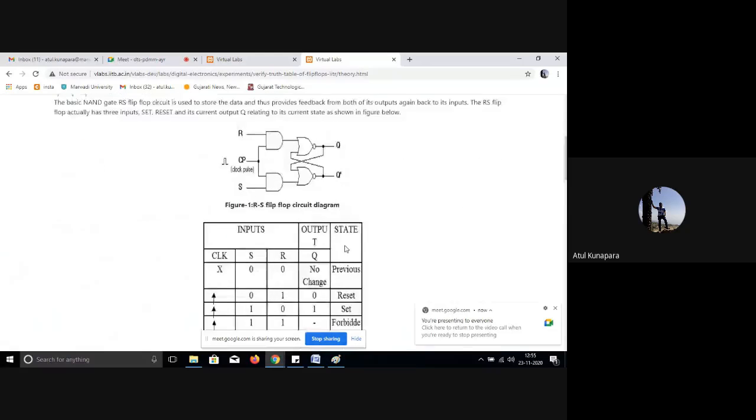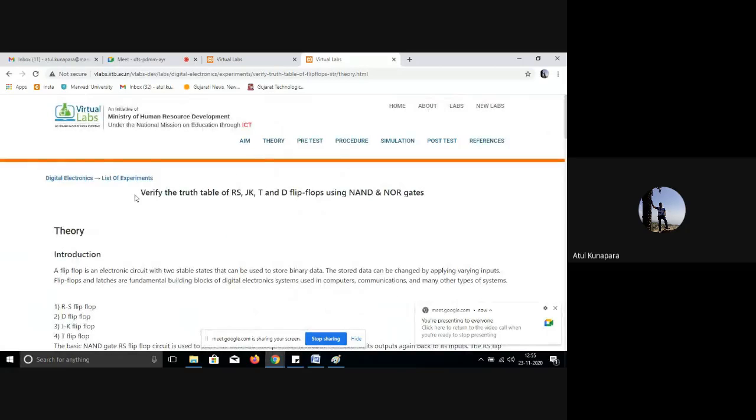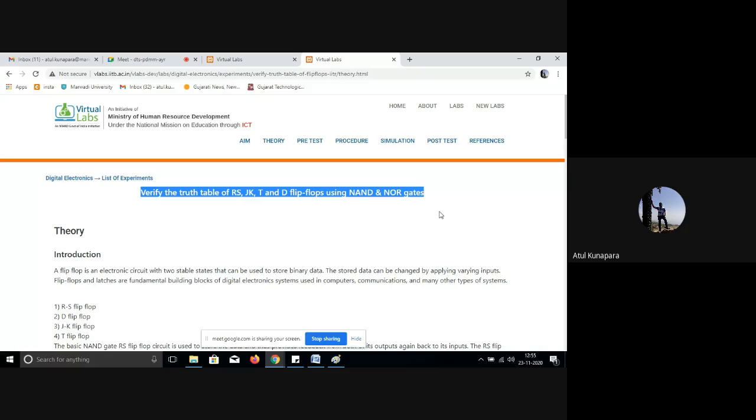Okay, so here you just look at this. Our next experiment number 10 is this one. The aim is to verify the truth table of RS, JK, T and D flip-flops using NAND and NOR gates. Here you can see the RS flip-flop, which we learned in the previous experiment. But the flip-flop is just a kind of latch that has an enable signal. Understand this?